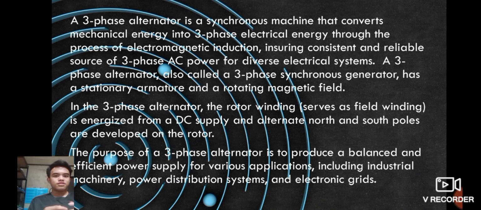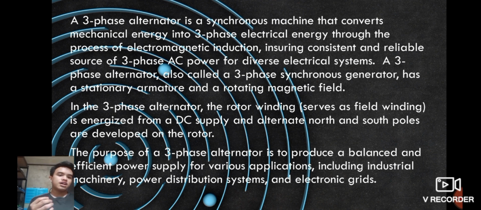So it has a stationary armature and a rotating magnetic field. In the three-phase alternator, the rotor winding serves as the field winding, is energized from a DC supply, and alternate north and south poles are developed on the rotor. The purpose of a three-phase alternator is to produce a balanced and efficient power supply for various applications, including industrial machinery, power distribution, and electronic grids.